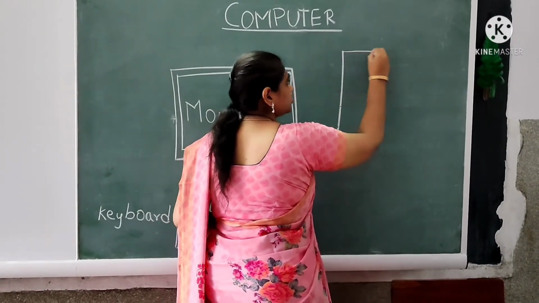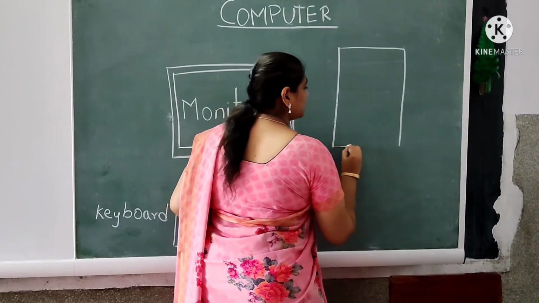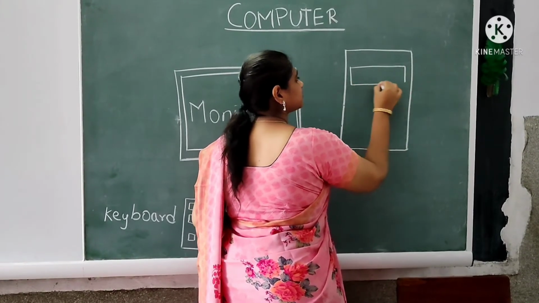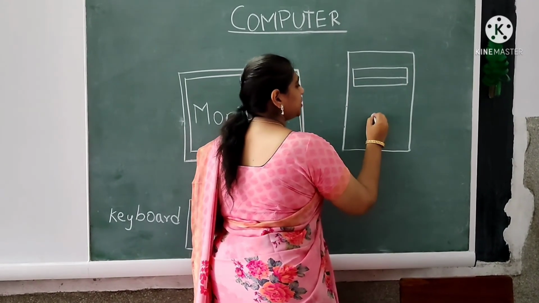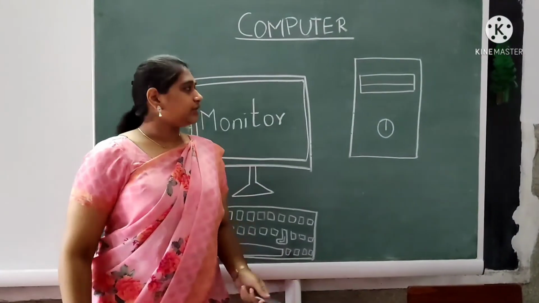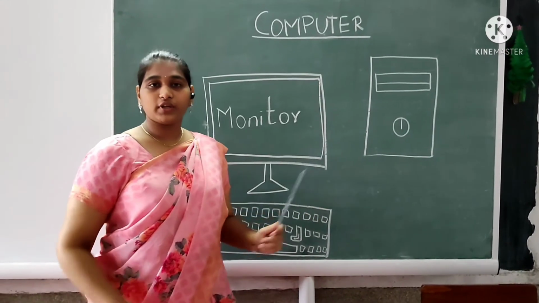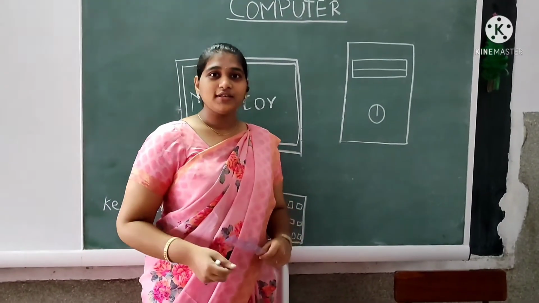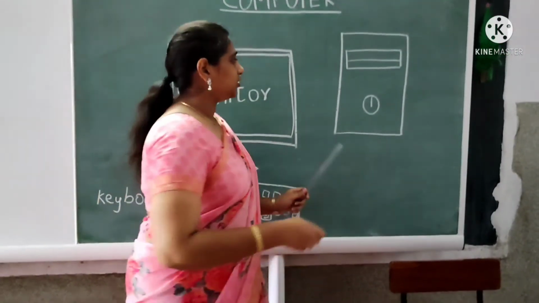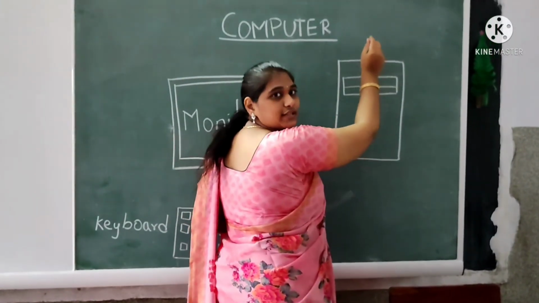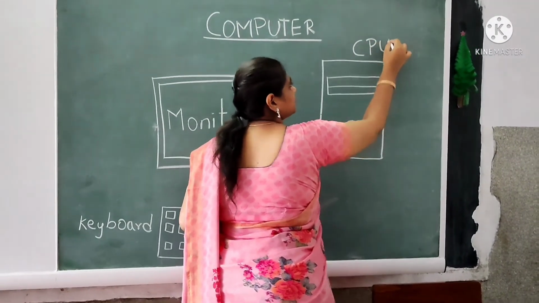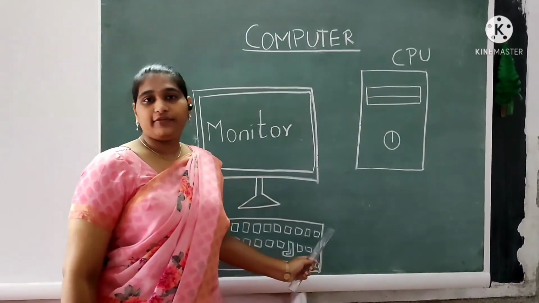The big box is called a CPU, children. It has a power button. Children, do you know that CPU is the important part of the computer? Because CPU is also called as the brain of the computer, children. And let's see the spelling of the CPU. CPU. Simple now, children? Now the final part, children.